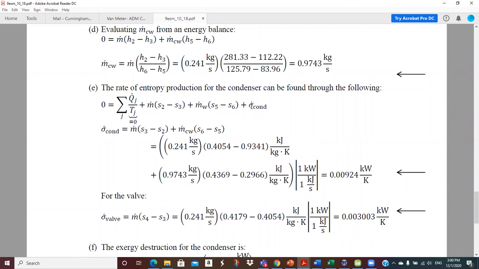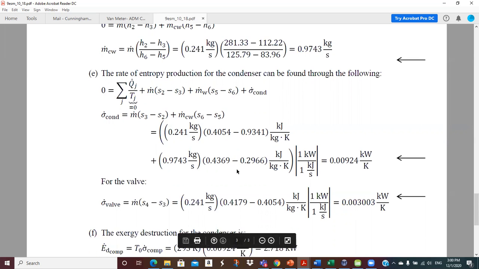Plus the entropy production term for the condenser, and that's what we really want to solve for. So we're going to leave this over here and take everything else to the other side of the equation. That just switches the signs. We take the negative sign into the parentheses, so S2 minus S3 switches to S3 minus S2, and S5 minus S6 on the other side becomes S6 minus S5. Plugging in all the values, pretty straightforward, we get 0.00924 kW per degree K. So that's not too bad.